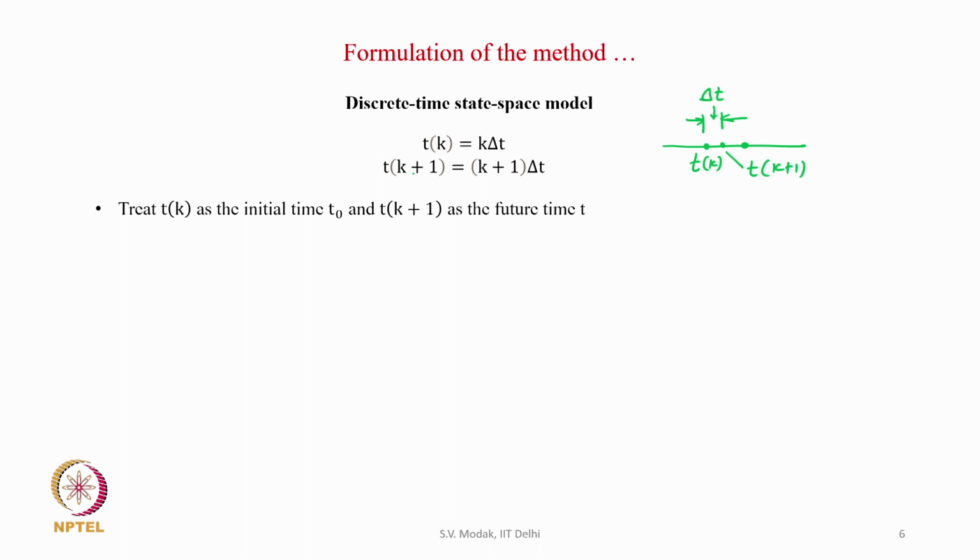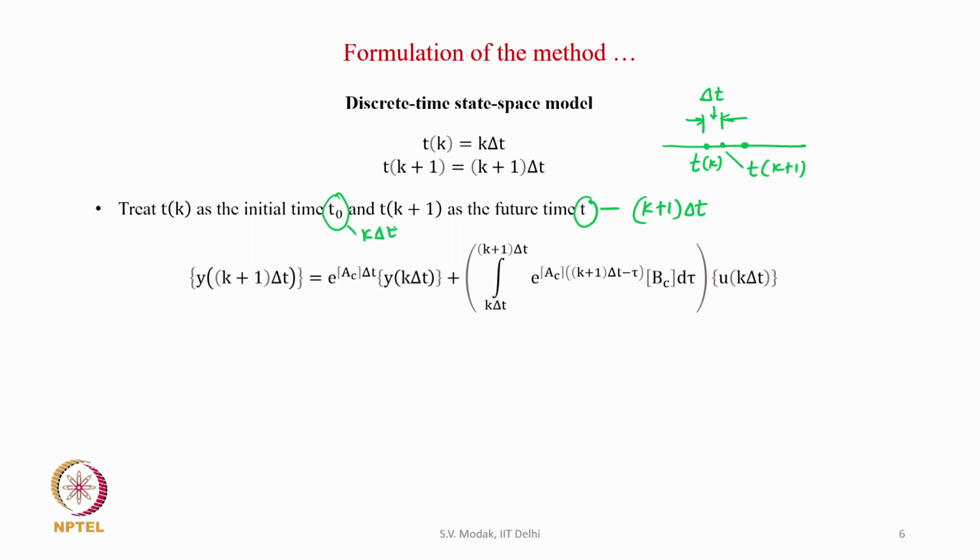Now we treat the t k instant as the initial time t naught, and we treat the next time instant t k plus 1 as the future time t. So we can replace t by k plus 1 delta t, and t naught by k into delta t. When this is done, we get this equation, where t and t naught are replaced by the corresponding discrete times.